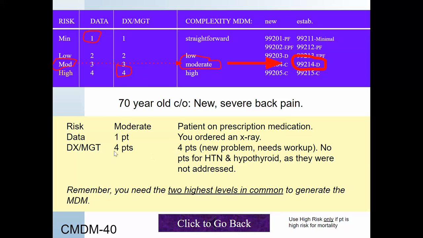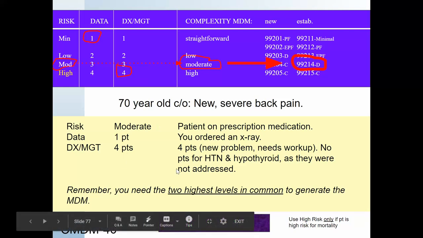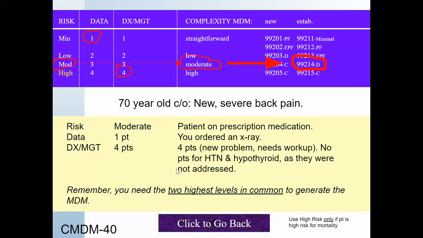But in this scenario, you've got 4 total points, and it doesn't matter if there's a whole bunch of other issues, or maybe it's 2 new problems needing additional workup. It all stops at 4 anyway. So this drops back to this level. Moderate, level 3 is moderate in 99214.